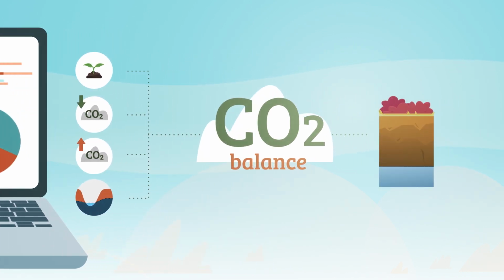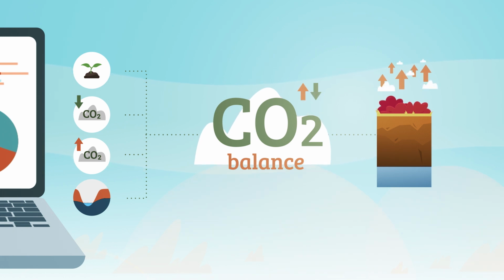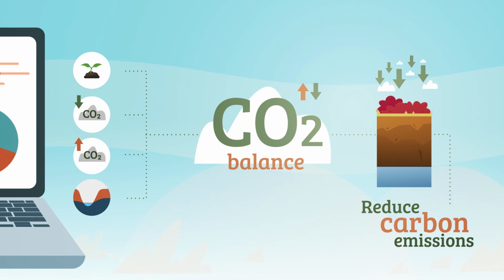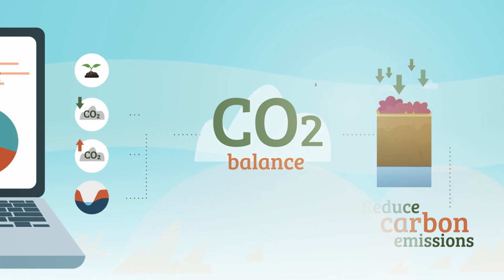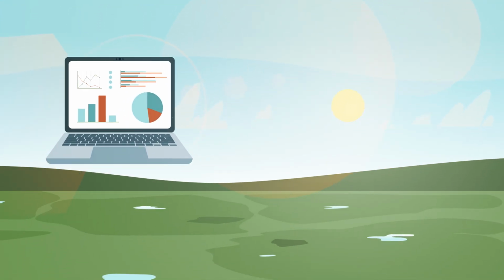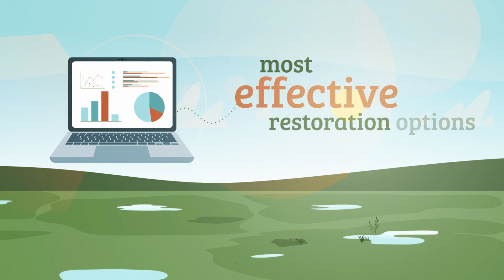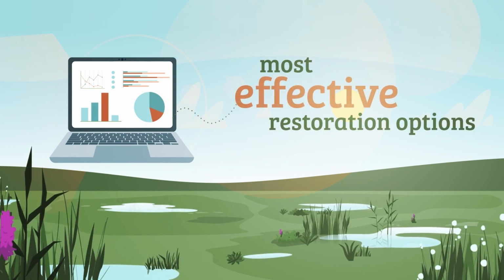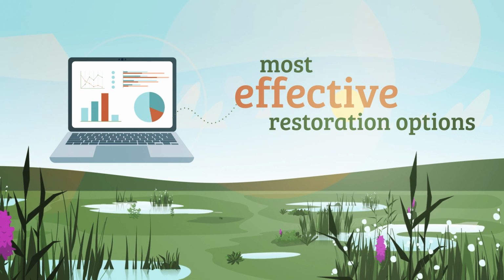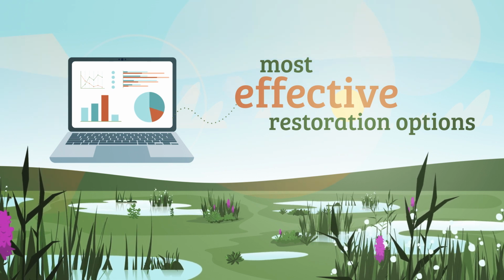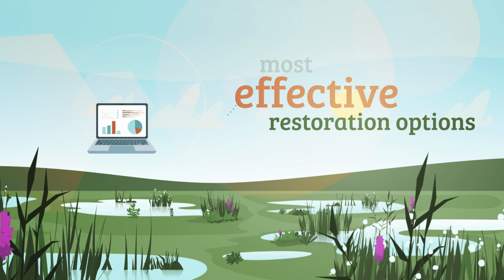If the peatland is emitting more carbon than is being absorbed, then you should consider managing the area in a way that reduces the carbon emissions. The model also presents us with different restoration options by managing the water table or changing vegetation, showing which will be the most effective for your site.